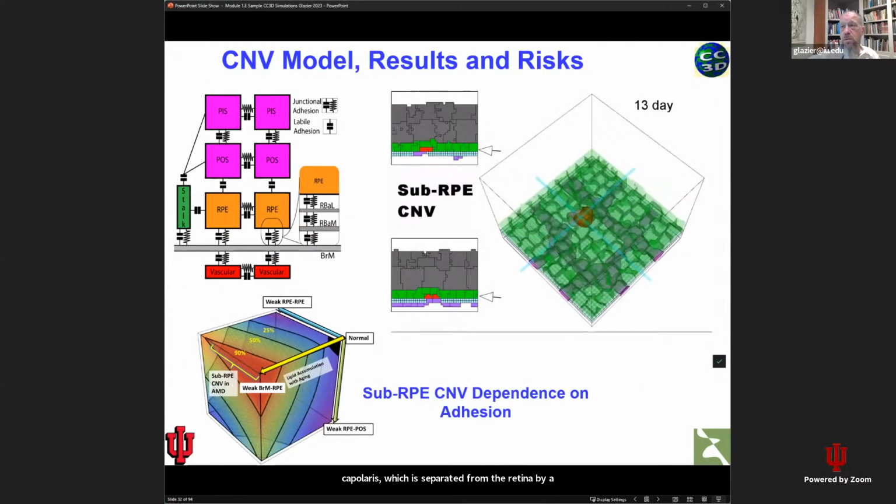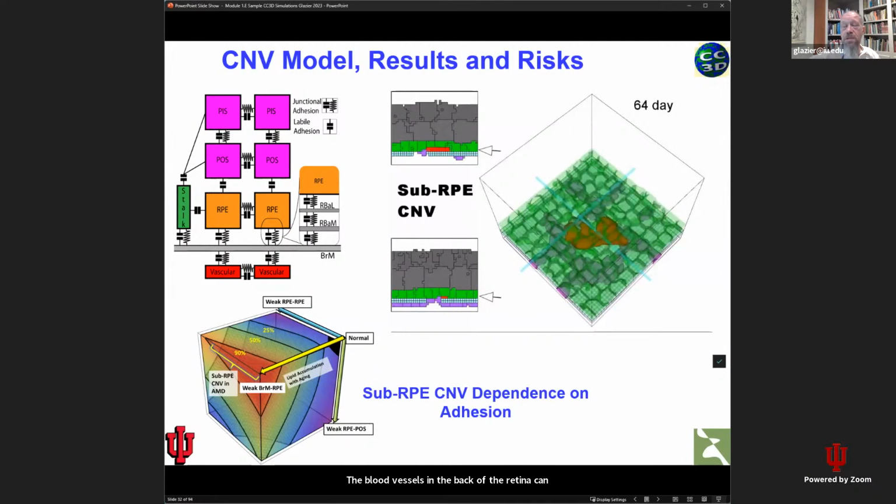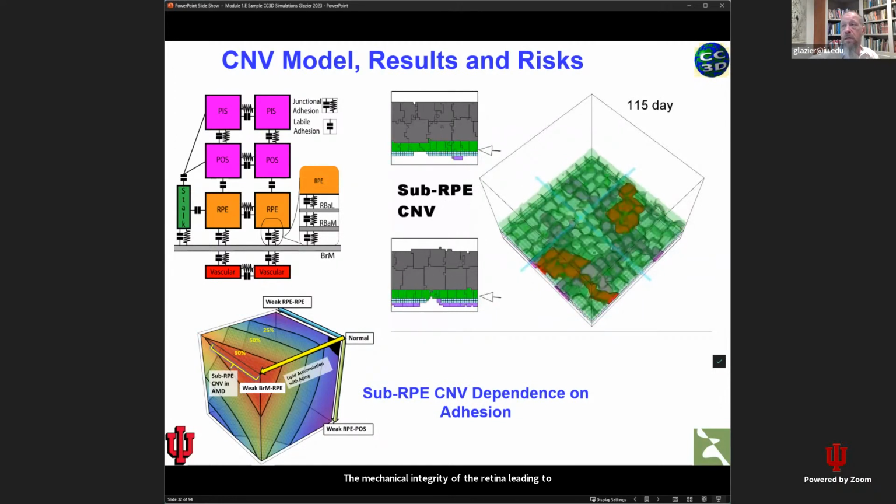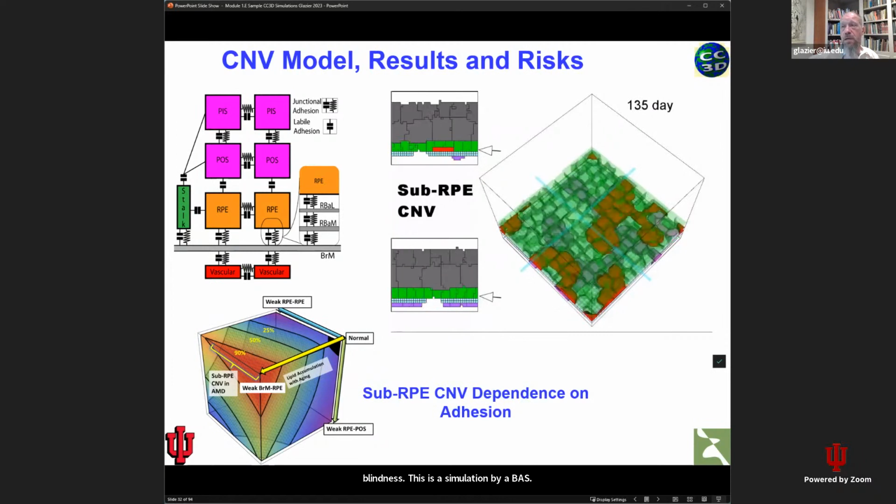In some individuals, in particular in the elderly, but also in young people who get eye infections, the blood vessels in the back of the retina can invade the retina. And once they're there, they spread and they can actually destroy the mechanical integrity of the retina, leading to blindness. This is a simulation by Abbas Shirinafard, simulating how that invasion takes place. In this case, we were careful to calibrate the time scale over which the invasion happens.